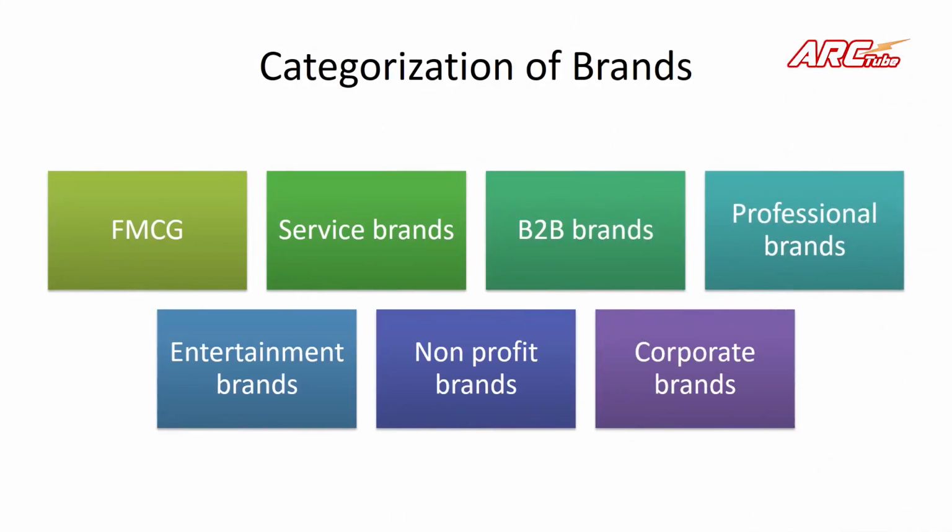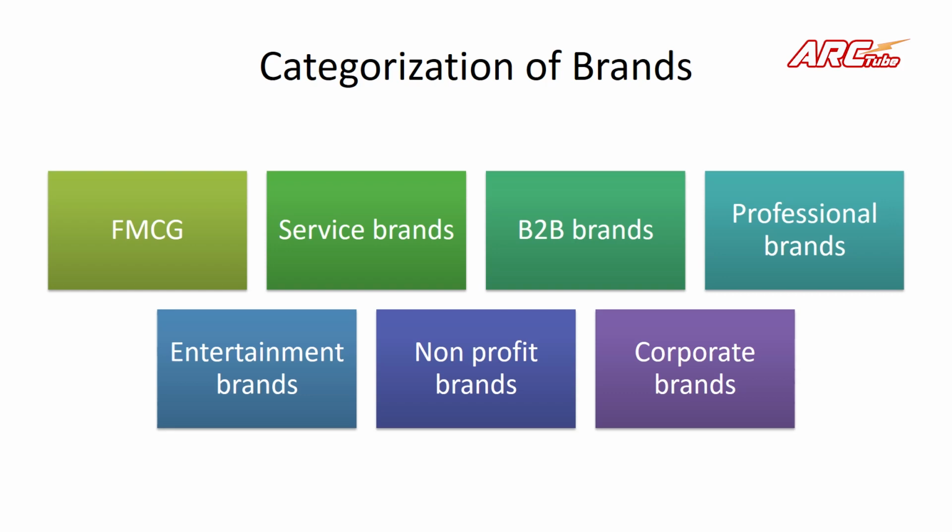Categorization of brands will fall into these seven categories: FMCG, service brands, B2B, professional brands, entertainment brands, non-profit brands, corporate brands. So under FMCG brands, you'll be having the classic area of brands and marketing. Typical examples can be Dove soap, Heinz soup, detergent, Colgate toothpaste. That's about FMCG brands. And you'll be having service brands like what? Hongkong and Shanghai Bank, that's HSBC, and Admiral Insurance.